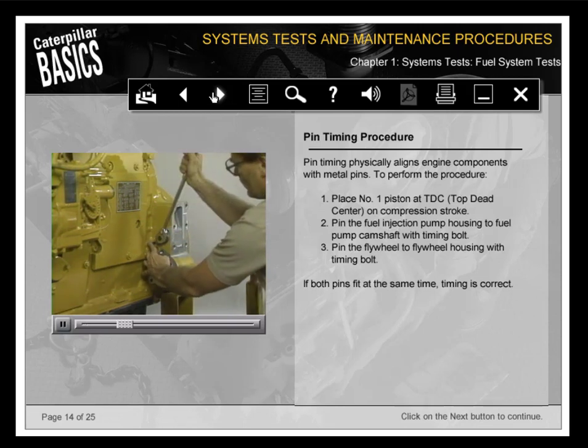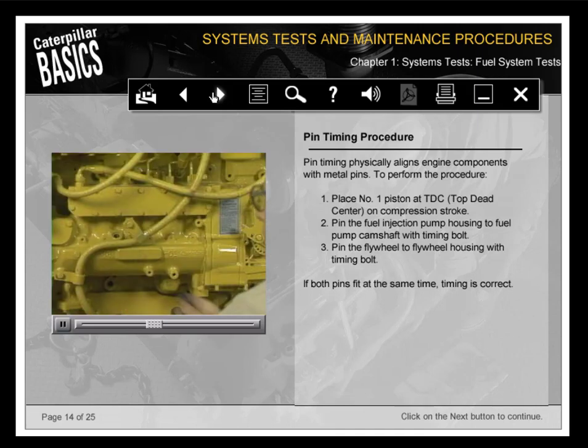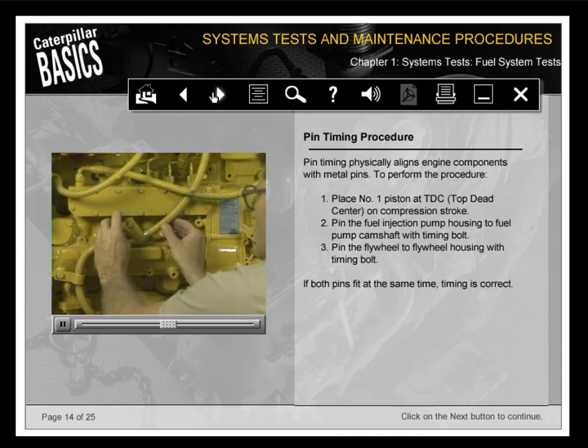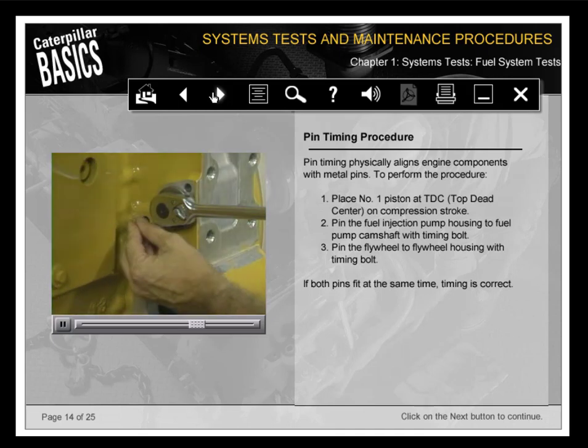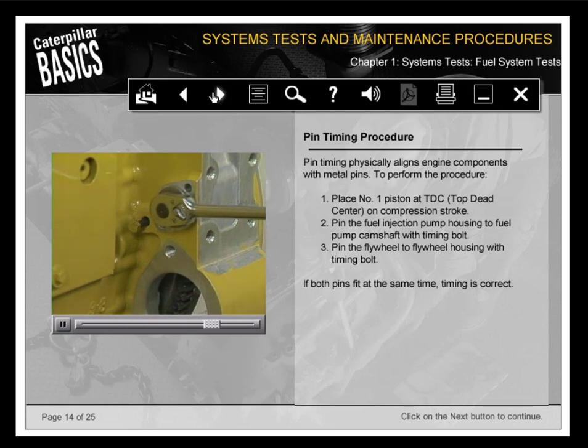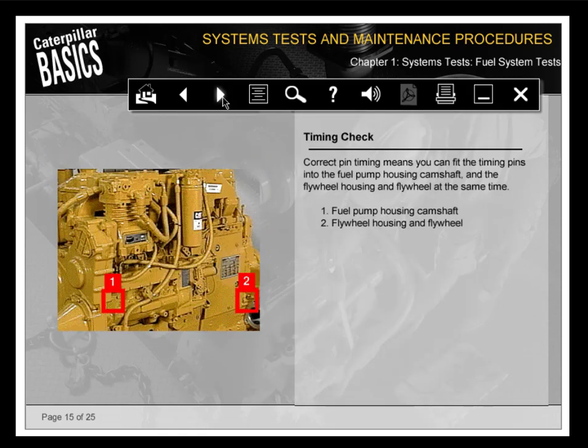To perform the procedure, place number 1 piston at TDC on compression stroke. Pin the fuel injection pump housing to fuel pump camshaft with timing bolt. Pin the flywheel to flywheel housing with timing bolt. If both pins fit at the same time, timing is correct. Correct pin timing means you can fit the timing pins into the fuel pump housing camshaft and the flywheel housing and flywheel at the same time.